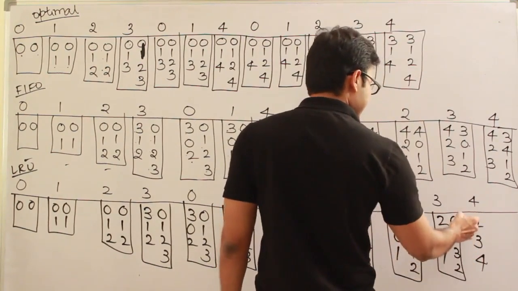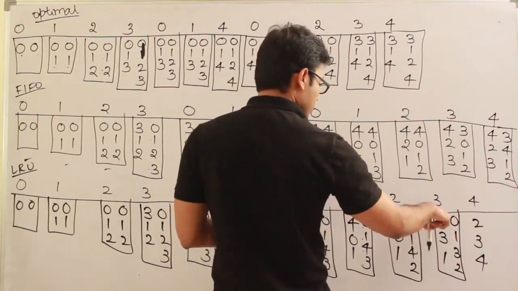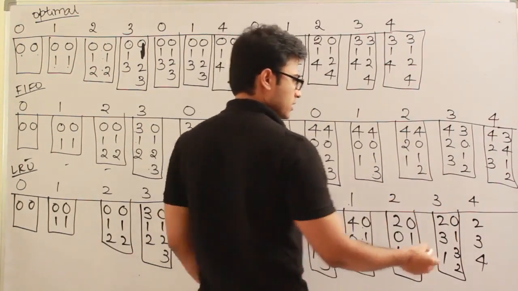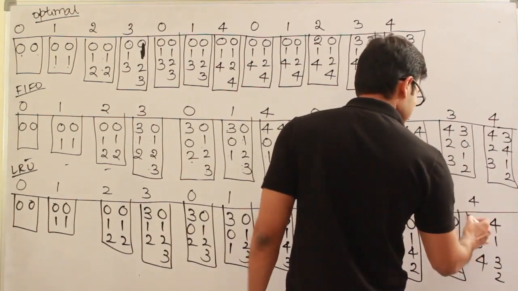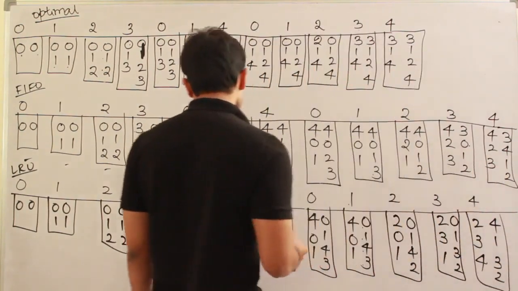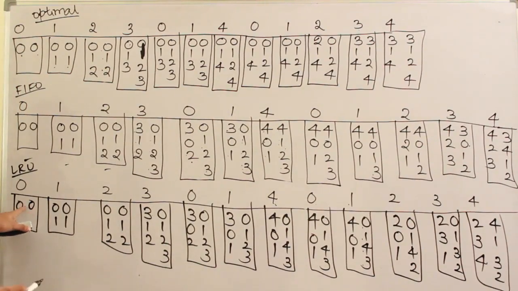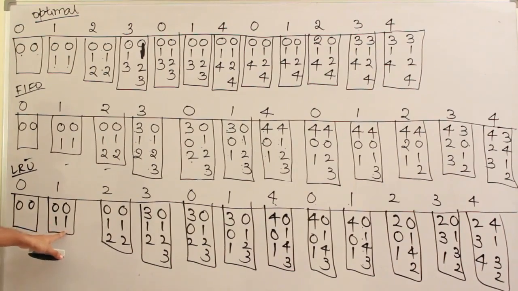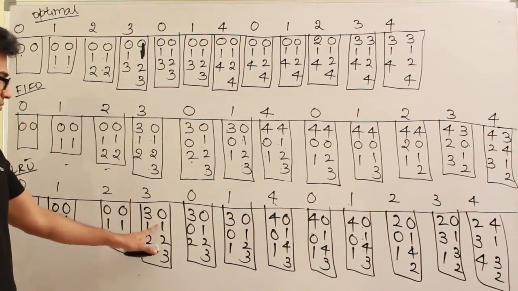Got it? And when 4 is referred, then I know among 0 1 2 3, 0 is the least recently used, therefore 0 will be replaced, and I get this, right? And now let's check this. Let's see if it is a stack algorithm or not. So 0 is a subset of this, therefore 0 1 is a subset of this, and then this is a subset of this, and again 3 1 2 is a subset of this, right?